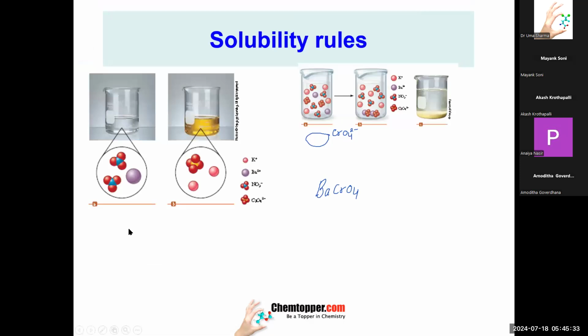Now, based on solubility rules, so these are the reactants, these two. Can you identify the reactant A and reactant B from this picture? From this picture. What is this? Ba2 plus. What is this? NO3 minus. So what's the reactant?